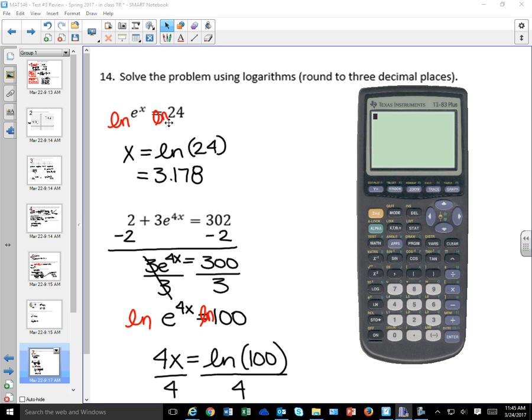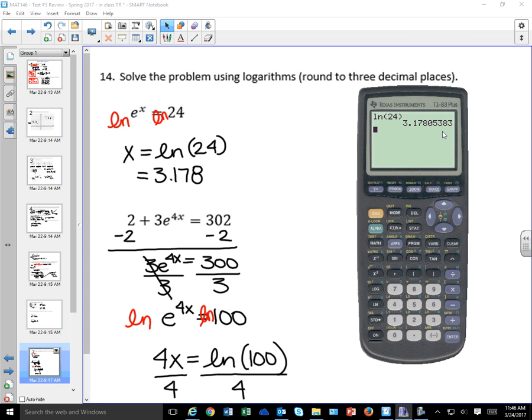So for this example here where I was taking the natural log of both sides, I was left with x equals natural log of 24. So I'll click the natural log. It automatically comes up with a parenthesis. So I'm going to put in 24 and then close the parenthesis and then hit enter, and then I'll get my answer there.